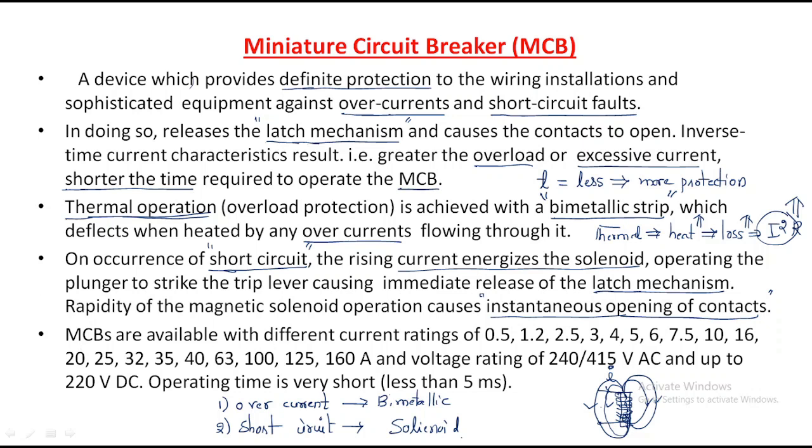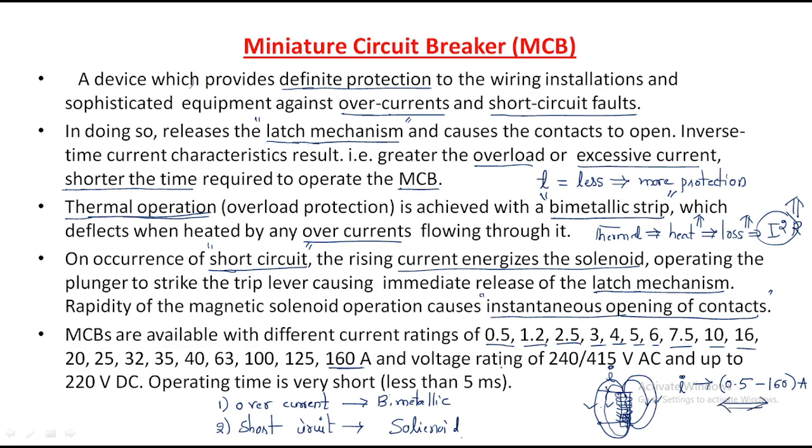Right. Next point. MCBs are available with different current ratings, that is 0.5 amperes, 1.2 amperes, 2.5 amperes, 3 amperes, 4, 5, 6, 7.5, 10, 16 and up to 160 amperes. So the current rating starts from 0.5 amperes to 160 amperes. Up to 160 amperes of load, this miniature circuit breaker is applicable.